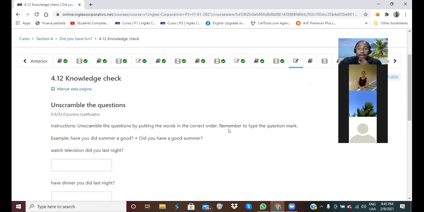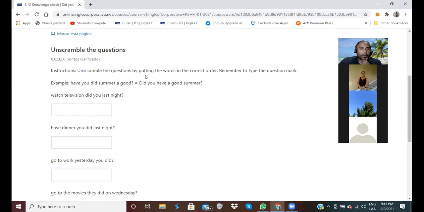We're going to look at the knowledge check. Unscramble the questions by putting the words in the correct order. Remember to type the question mark. Example, have you did summer a good? Did you have a good summer? Y tiene que poner el símbolo de pregunta. For example, watch television did you last night? Did you watch television last night? Correct.